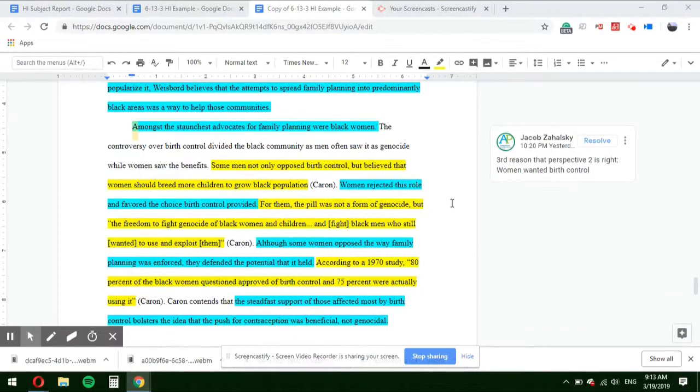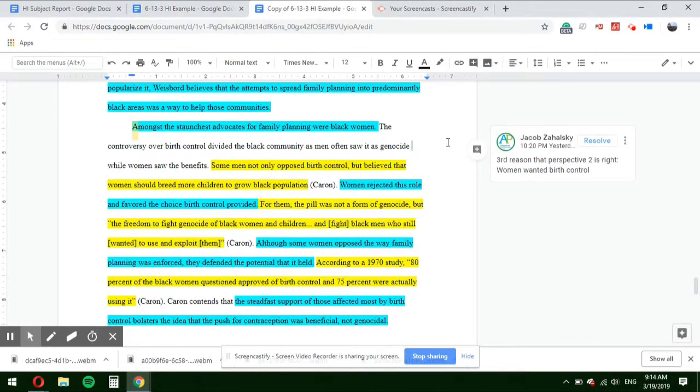So the student then goes on to provide a third reason that perspective 2 is correct, that amongst the staunchest advocates for family planning were Black women. And so the third reason is that these Black women wanted birth control. And so notice that the student has provided 2 body paragraphs in support of perspective 1, and 3 body paragraphs in support of perspective 2.